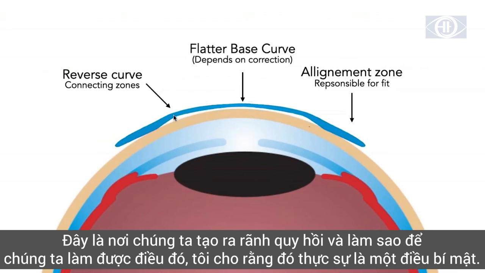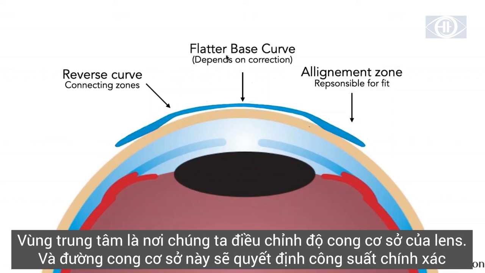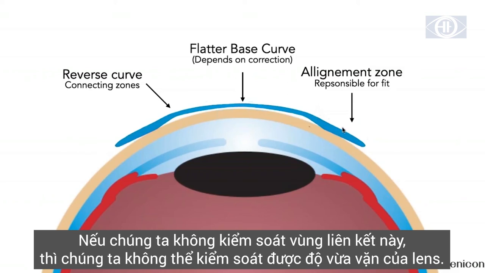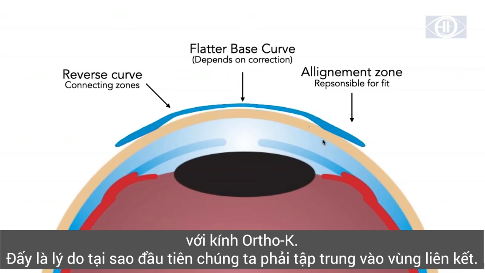In the center area, we can play with the height, but we can also play with the base curve, and the base curve determines how much power correction we give. And we have to deal with our alignment zone, and that's responsible for the fit. In fact, this is where it starts. If we don't control the alignment zone, we have no control over the lens fit at all. If we don't have good centration, or the alignment zone on the correct spot, then we won't end up with a good result with ortho K. So that's where our first focus has to be: on the alignment zone.